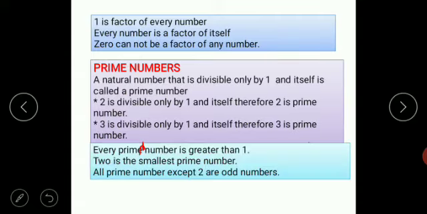Every prime number is greater than 1. 2 is the smallest prime number. All the prime numbers except 2 are odd numbers. Only 2 is the even prime number. All other prime numbers are odd numbers.